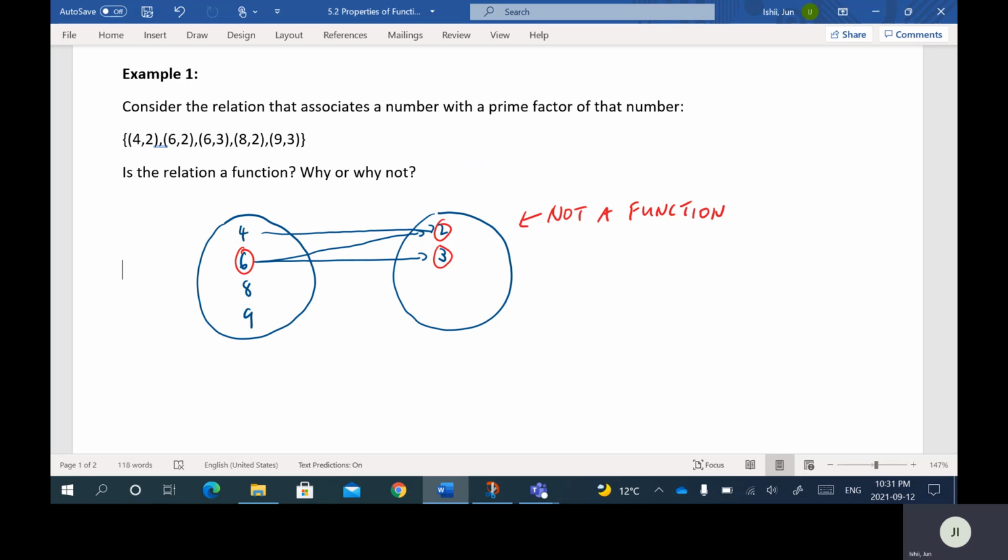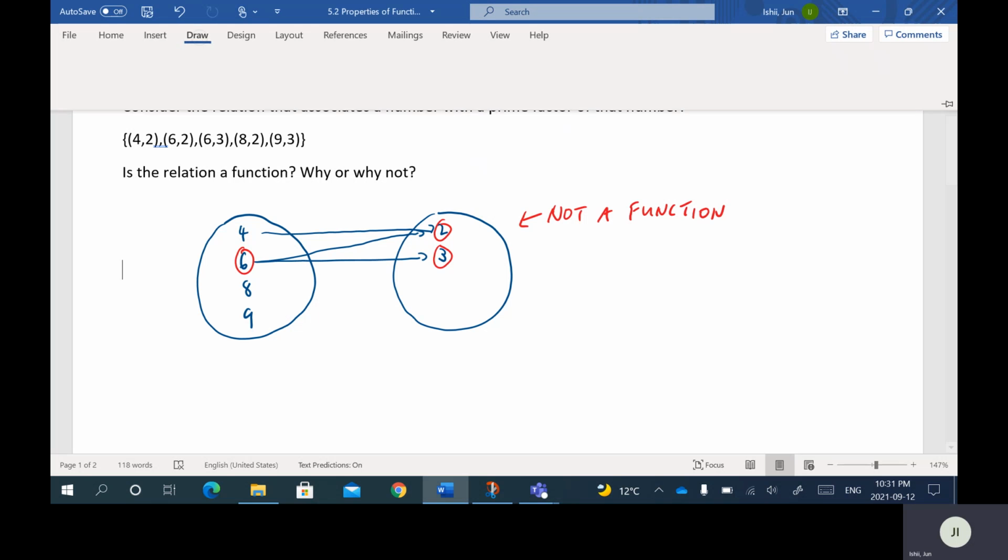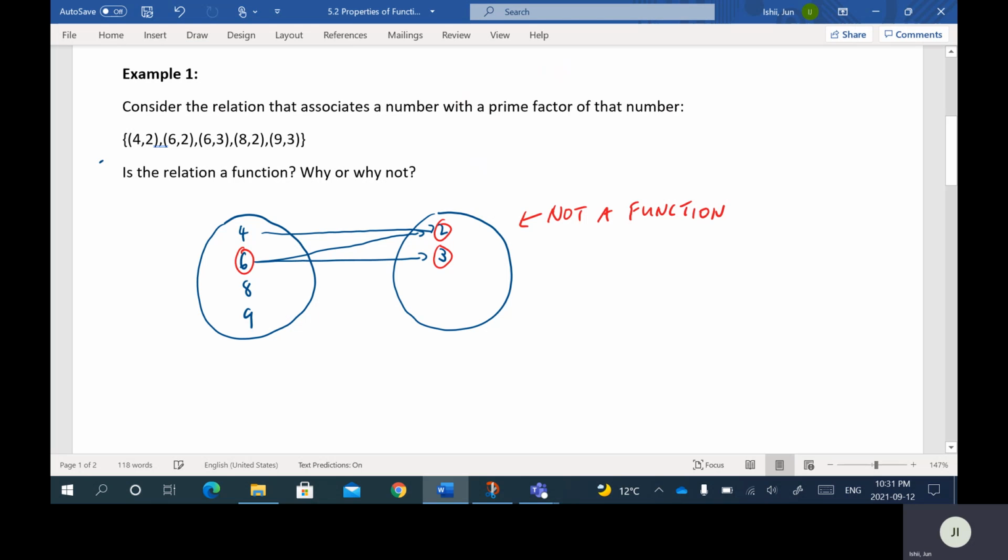Okay, so you can't have this. You cannot have one element in the domain, or the first set, being mapped to 2 separate objects in the range, in the second set. Now, I can also draw up the rest of this. So 8, 2, and 9, 3. Okay, so this is how the arrow diagram would look.